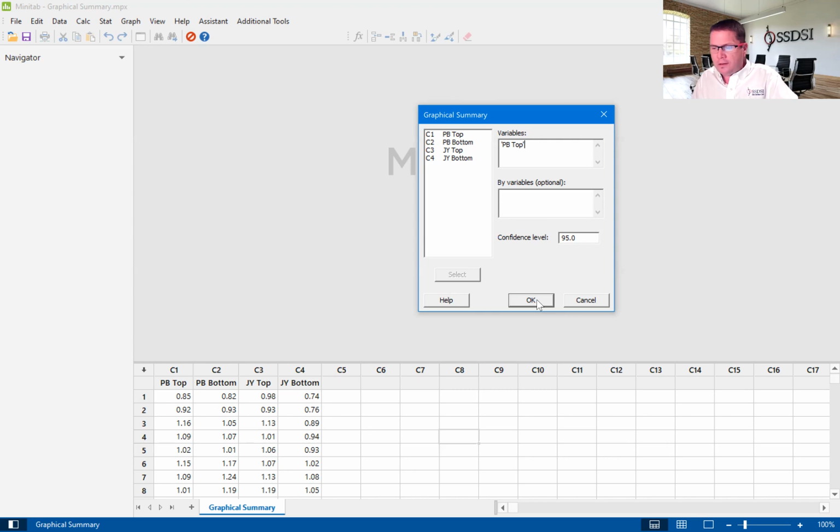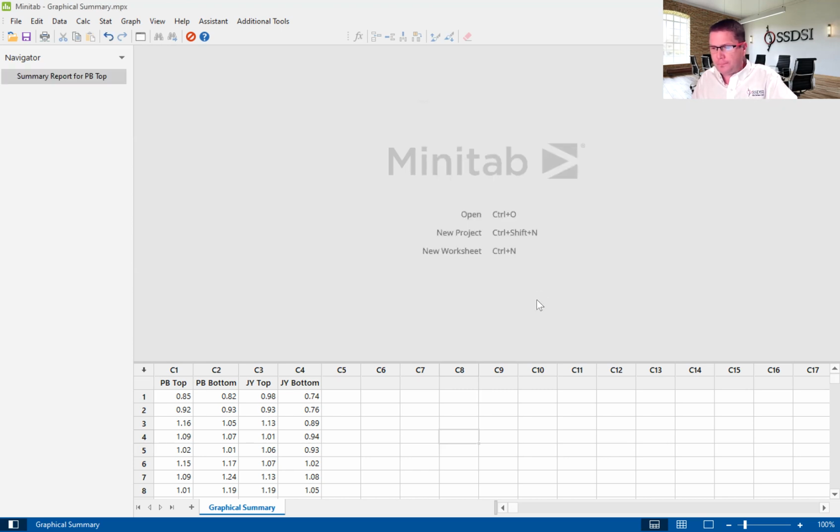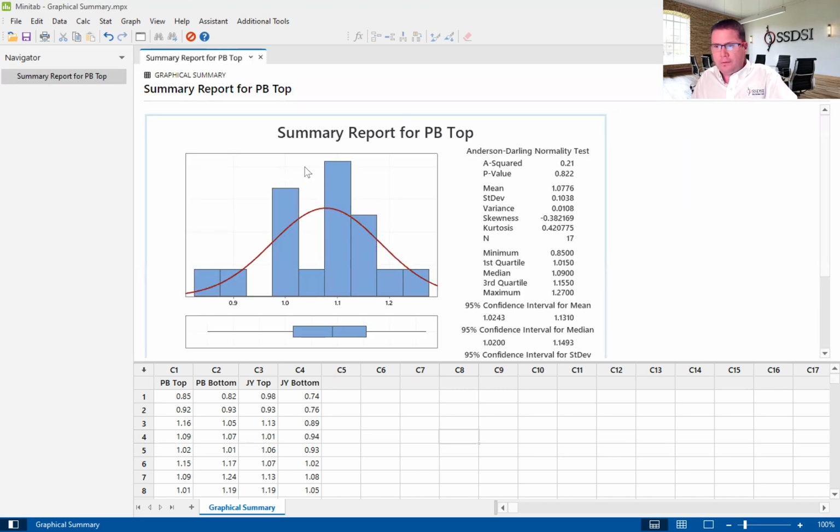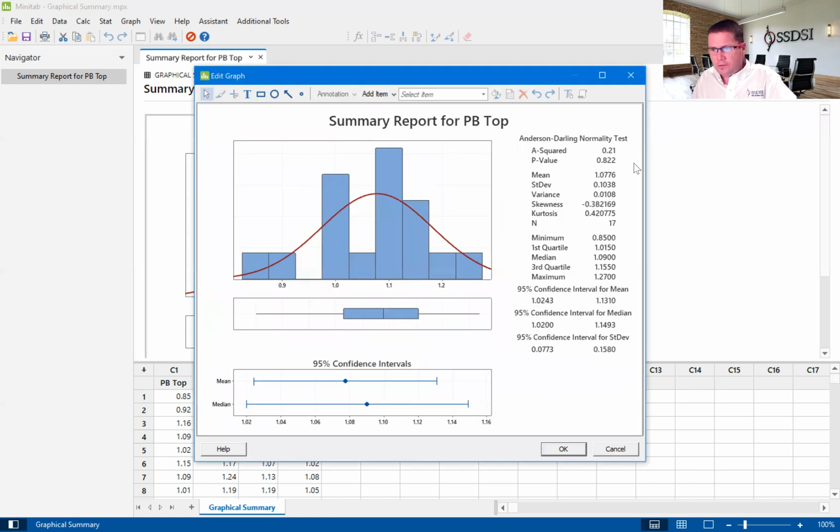So let's go ahead and hit OK. That's going to give us a graph. Let's go ahead and click on the graph.